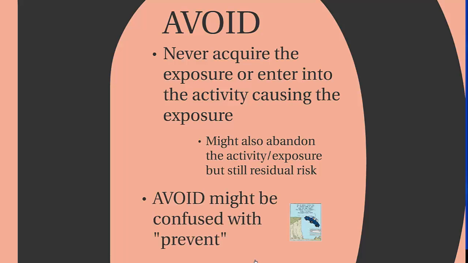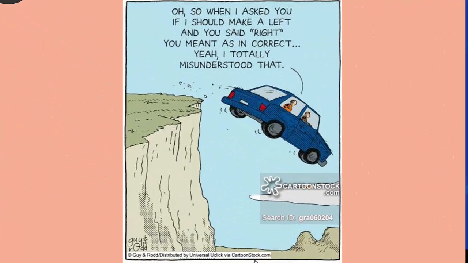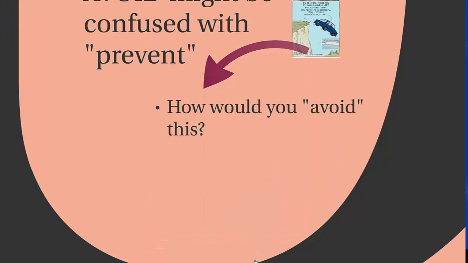Avoid sometimes might be confused with the prevent approach to managing risk. Look at this example. So when I asked if I should make a left and you said right, you meant as in correct. So how would you avoid this? Well, the truth is, the only way to actually avoid a car accident is to never drive. Maybe he could have prevented the accident by listening more carefully to his friend, or his friend could have prevented the accident by being more clear. They also could have prevented the accident by not driving near a cliff. But again, that wouldn't be avoidance.